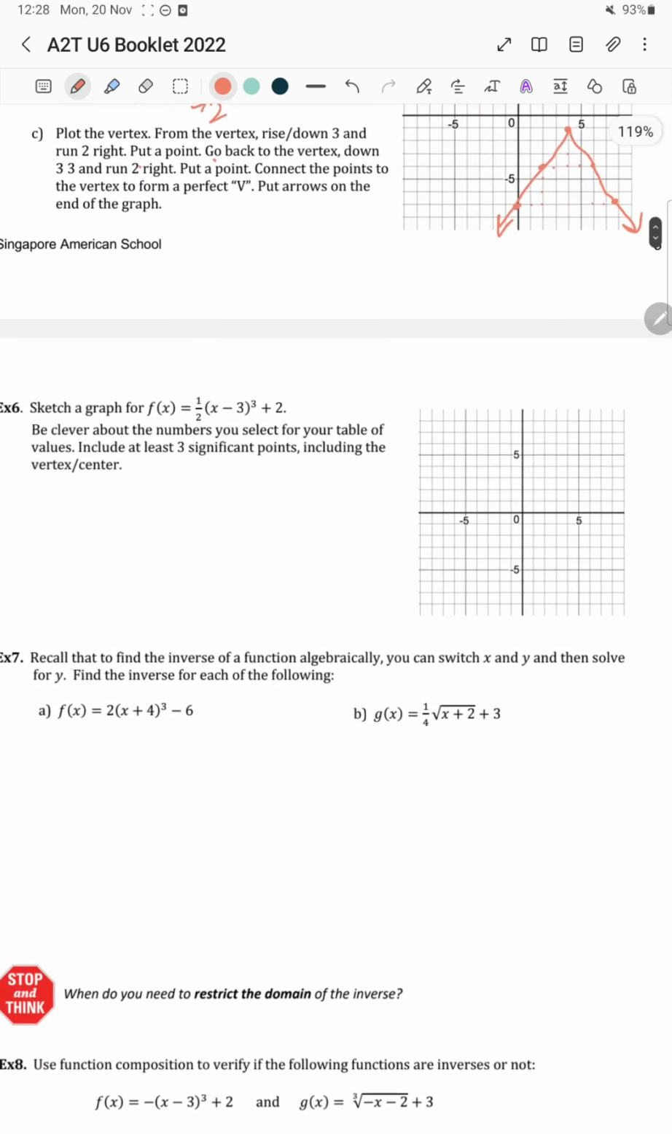Sketch the graph for the function. Be clever about the numbers you select for your table of values. Include at least 3 significant points, including the vertex and the center. So first of all, we should know what the vertex and the center are. Okay, so the vertex and the center is (3, 2).